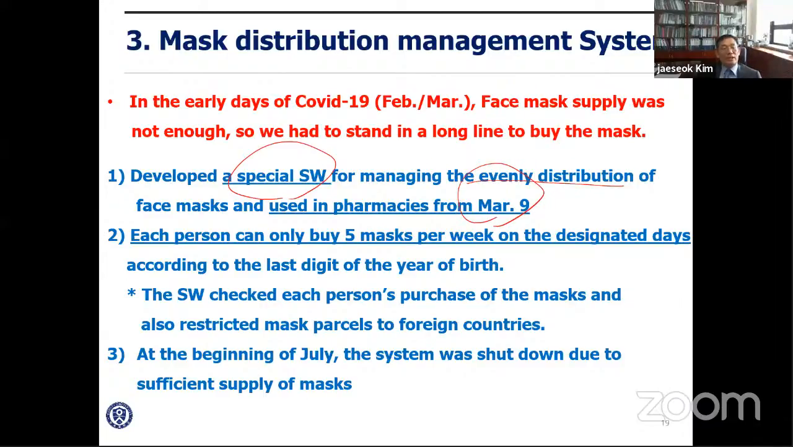Each person can only buy 5 masks per week on their designated days, according to the last digit of their year of birth. The software checked each person's purchase of masks and also restricted the shipping of mask parcels to foreign countries. However, at the beginning of July, the system was shut down because we got enough supply of masks.